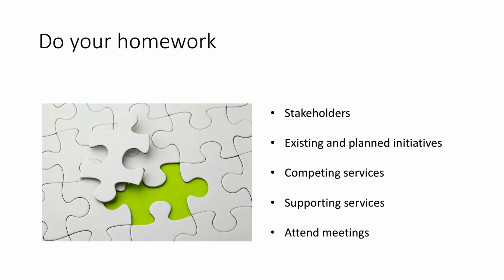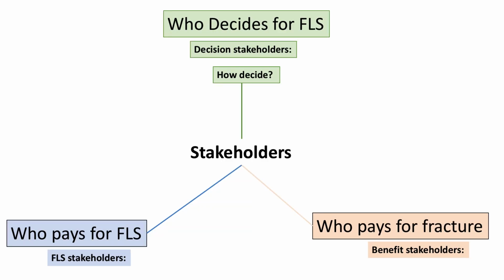So the first thing the champion has to do is their homework. The champion has to do their homework to see how the FLS program that he or she wishes to implement fits in with the rest of the healthcare setting in which they're working. They have to figure out who the key stakeholders are, competing services, supporting services, and what meetings they need to attend to help build the momentum for getting an FLS funded. So the stakeholders we've described: decision stakeholders, benefit stakeholders, and FLS stakeholders.